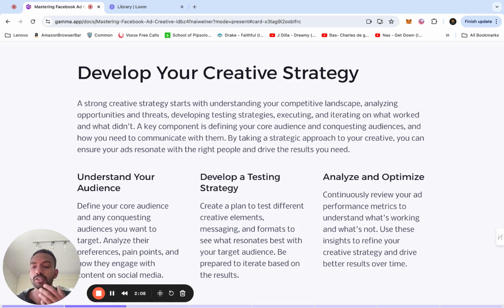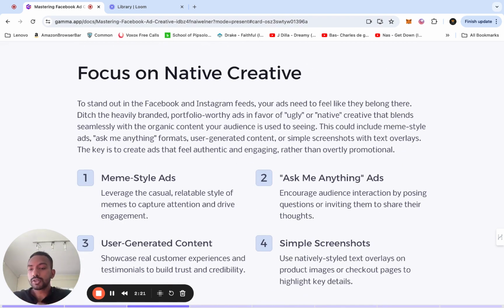And like I said, based on these metrics, it's going to give you an indication of whether this particular ad style and creative is resonating with your target audience and you should let it run, or if it's not, kill it off. Now, moving forward, you need to focus on native creative.